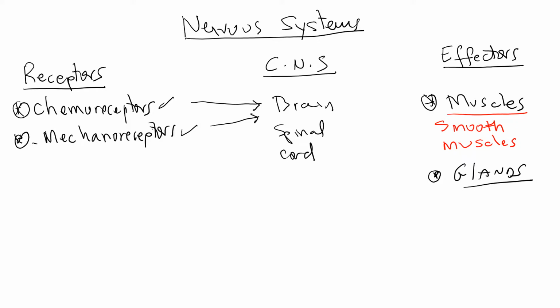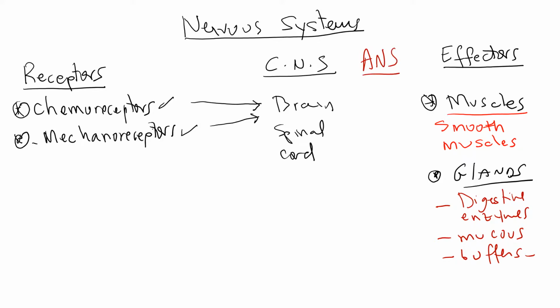In the case of glands, in the GI tract we'll find digestive enzyme glands, mucus-secreting glands, and buffer-secreting glands. These two types of effectors are going to be innervated by the autonomic branch of the nervous system, also called the ANS.